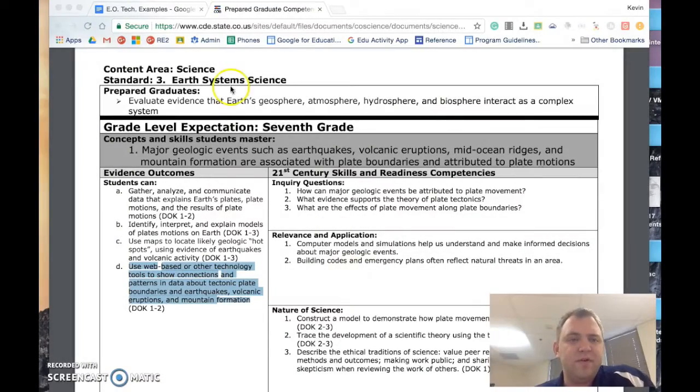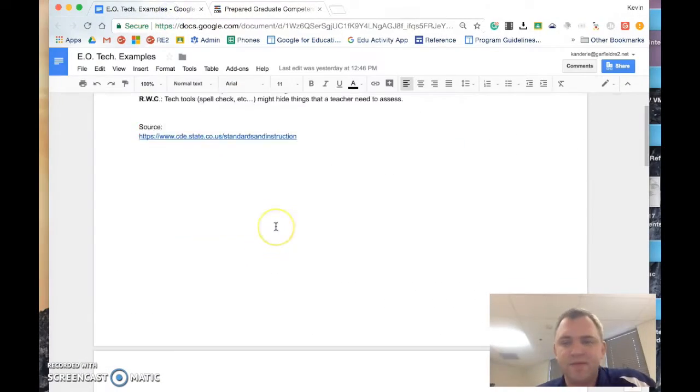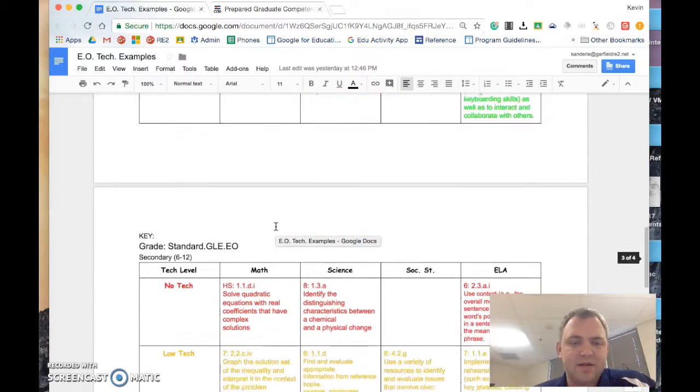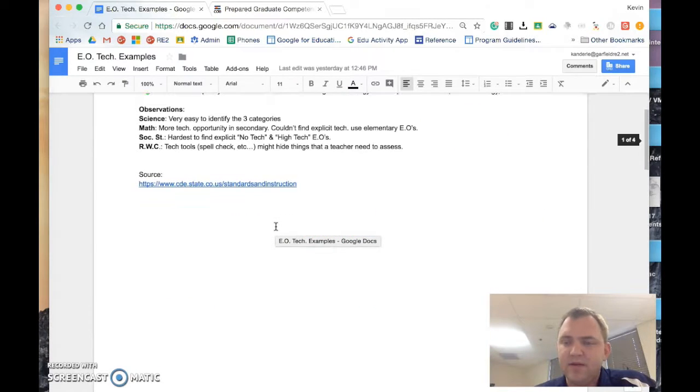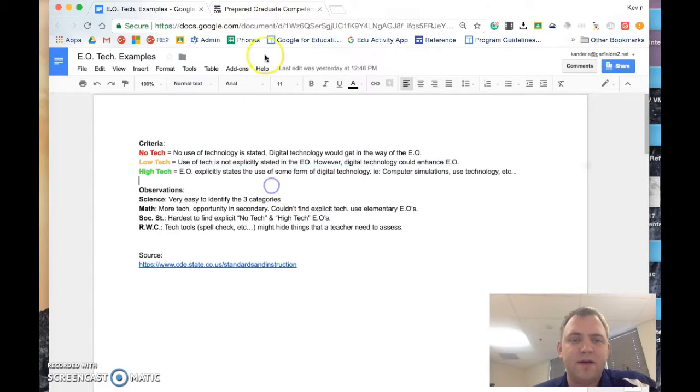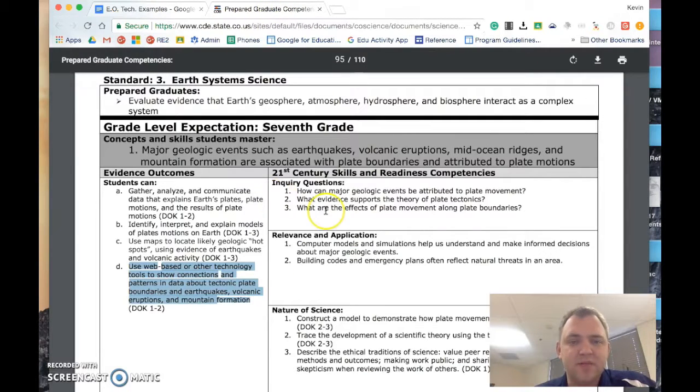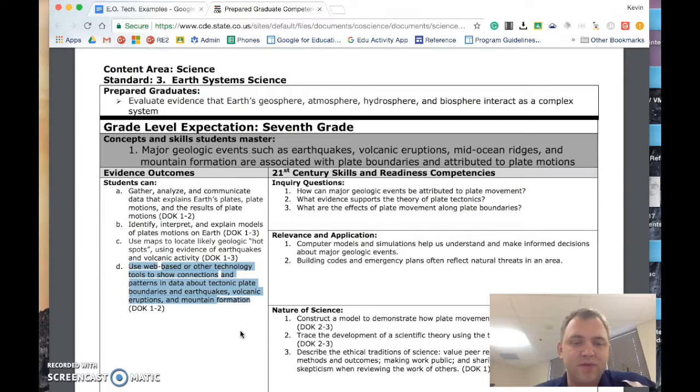All right, so in front of you, you should see this packet of stuff. That in a minute here, but I want to tell you kind of where this work has come from. Going back to when I was in the classroom, middle school science, looking at the evidence outcomes, it was very clear that there were different opportunities to use technology. In fact, for example, the seventh grade evidence outcome right here specifically says use technology to meet that standard.